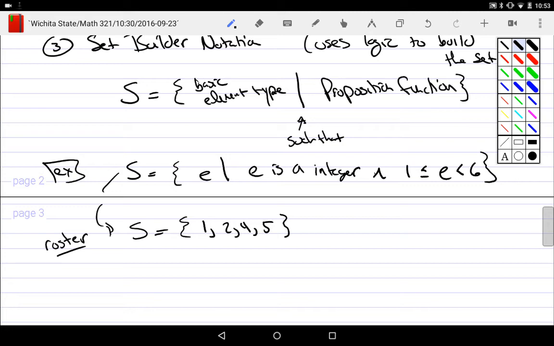Is pi greater than or equal to 1, yet less than 6? Yes, but is pi an integer? No. So it's false and true, which is false. So pi is not in my set. Why isn't 3? Because I can't write 3.